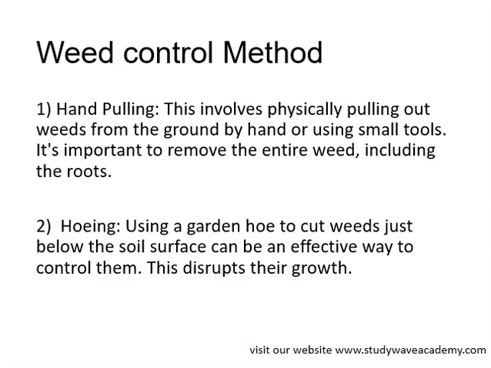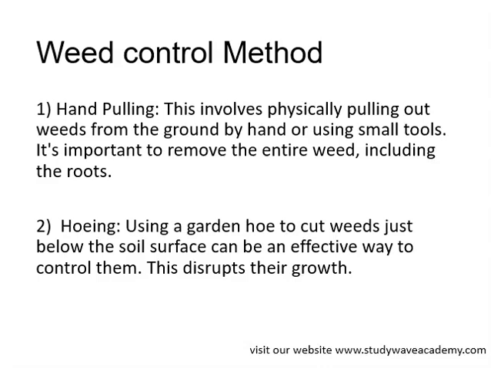Hand pulling. This involves physically pulling out weeds from the ground by your hand or using small tools. It is important to remove the entire weed, including the roots. Using your hand to pull off the weeds or using small tools like hoe, cutlass to pull them off. And when you are pulling it off, make sure you remove the roots because it will be much better.